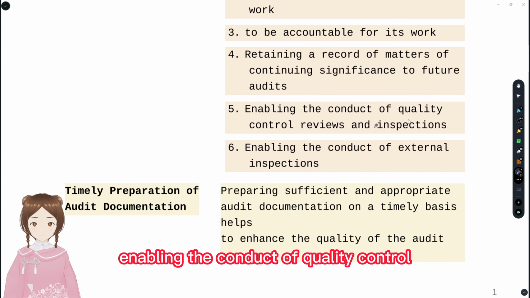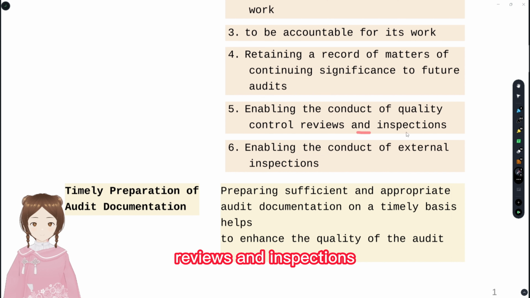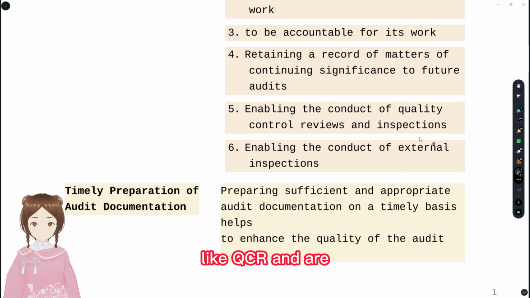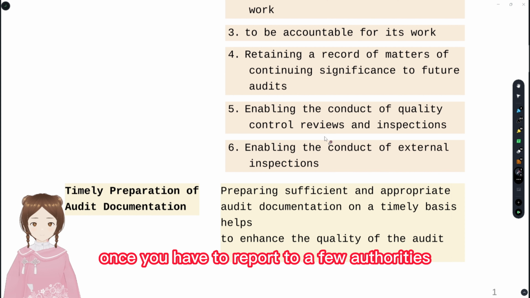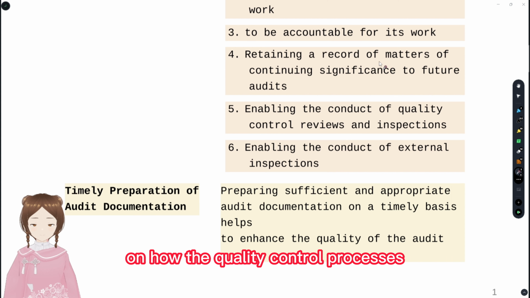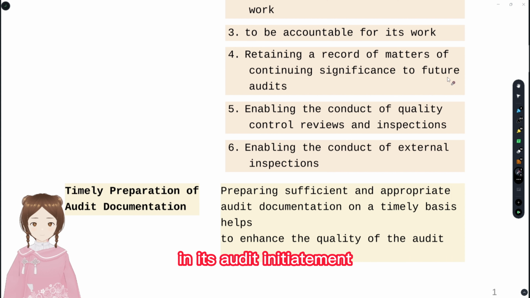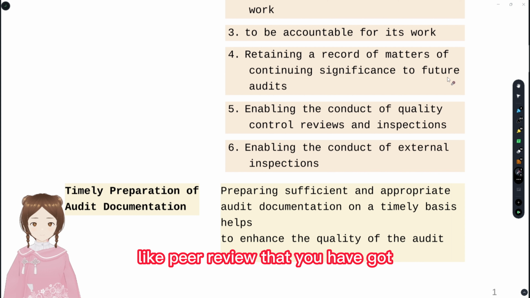And the next one is enabling the conduct of quality control reviews and inspections, and enabling the conduct of external inspection like QCR and peer review, quality control reviews, etc. They're talking about this. You see, an audit firm also has to report to a few authorities on how the quality control procedures were performed in its audit engagements, like the peer review that you have got.